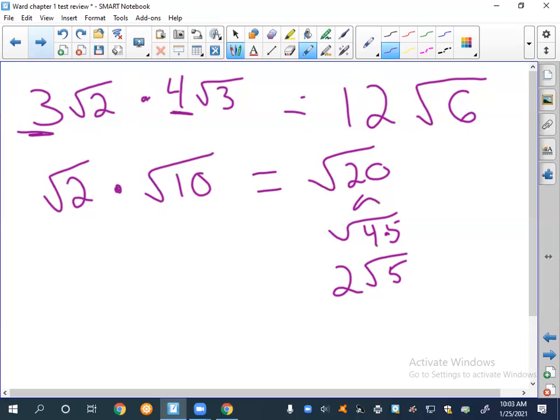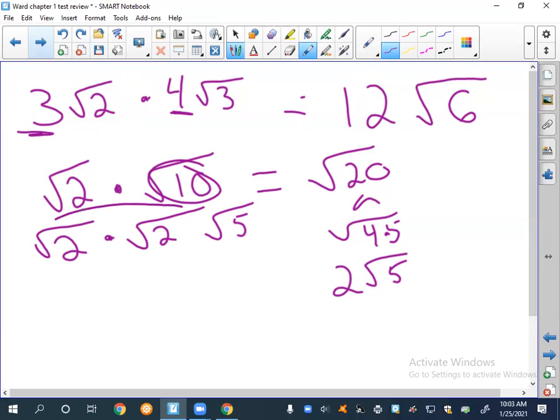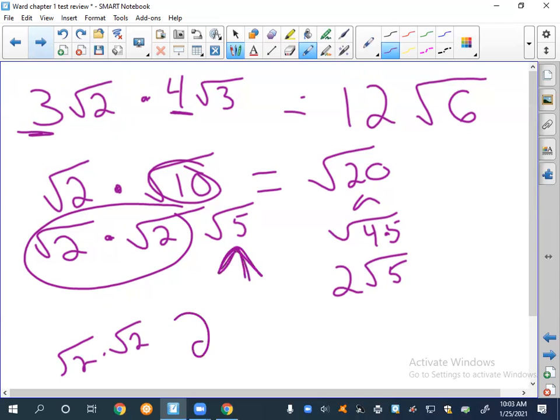Now here's an easier way, I think, to do that. Before I go ahead and multiply, I'm going to change this 10. What 2 numbers can I multiply to get 10? 5 and 2. So I have the square root of 5, the square root of 2 and the square root of 5. Oh, looky there. How many square roots of 2 do I have? 2. So what did we say if we have the square root of 2 times the square root of 2? What does that become? Just 2. And what's left over? 5.